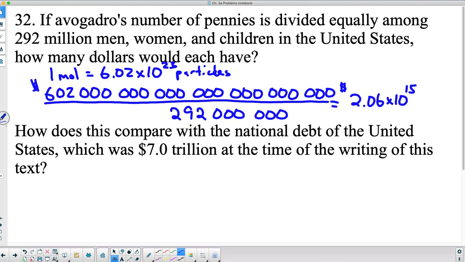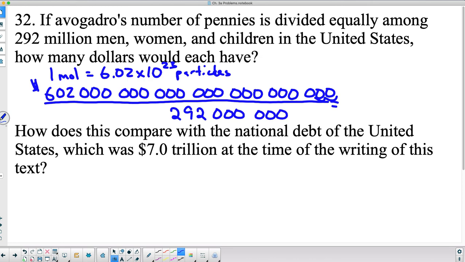If we divided, I made a mistake here. We got Avogadro's number of pennies. Oh, bonehead. That's me. I'm the bonehead. Let me erase this here, because what I have to do is move the decimal place 2 places in, and then that makes this number times 10 to the 21st. So let's do that over again. 6.02 EE21 instead of 23 divided by 292.